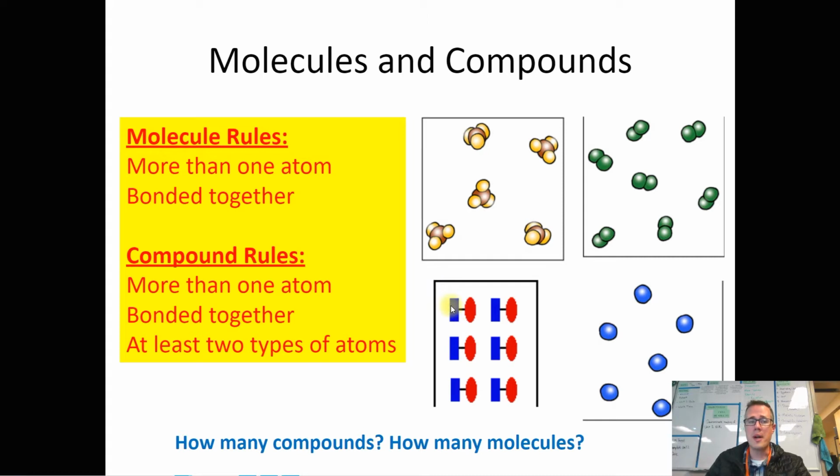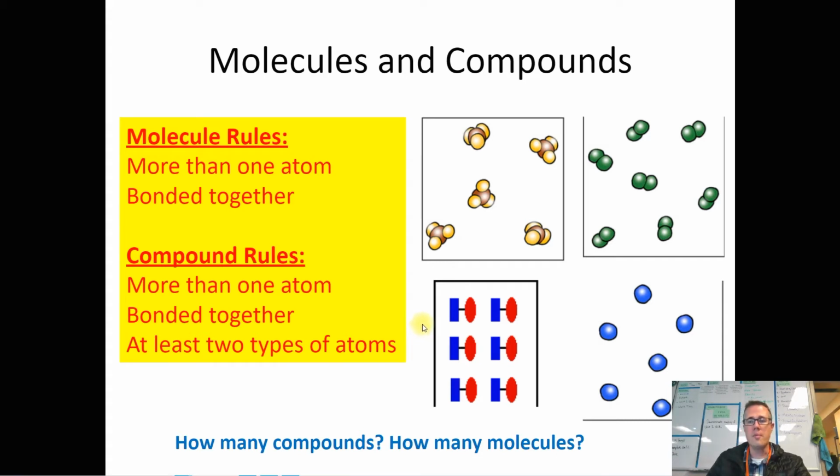In order to be a compound, it actually has to follow the same two rules as a molecule. It has to be more than one atom. Those atoms have to be bonded together. But in order to be a compound, it has to go a little bit further. You also have to be at least two different types of atoms in order to be called a compound.